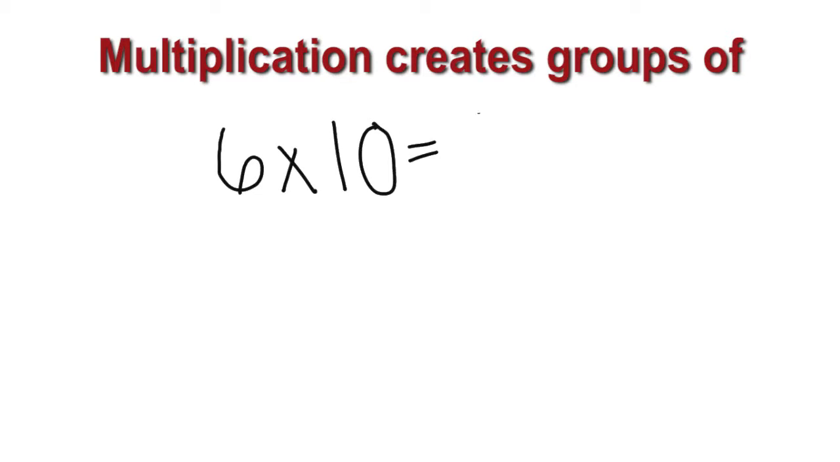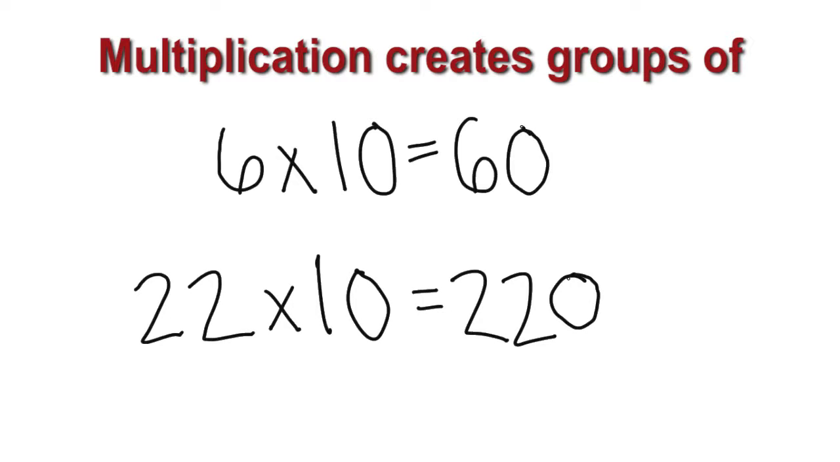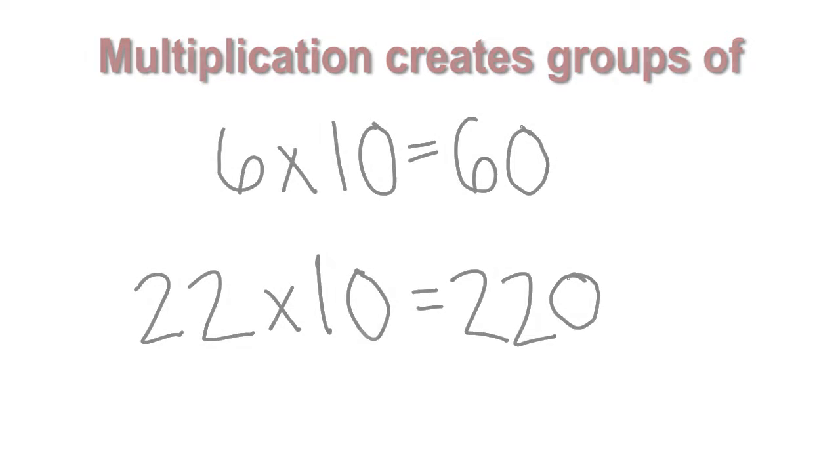When a number is multiplied by 10, we create groups of 10. For instance, if 6 is multiplied by 10, I get 6 groups of 10 with the value of 60. When the number 22 is multiplied by 10, it becomes 22 groups of 10 with the value of 220. This form of thinking will be used in the lesson today.